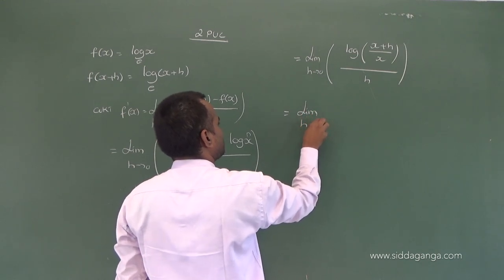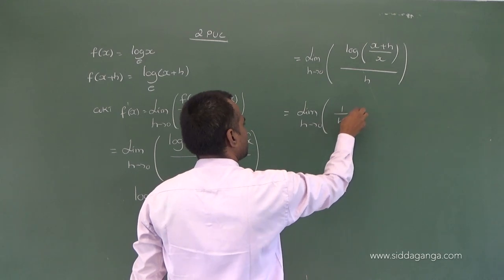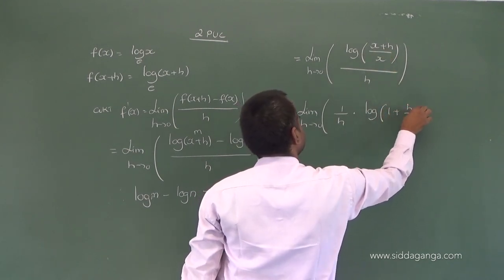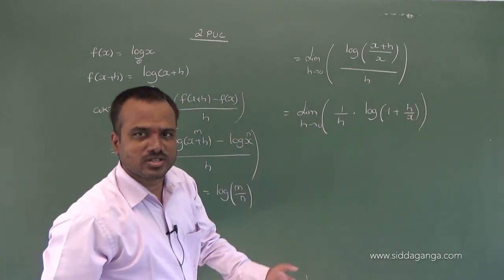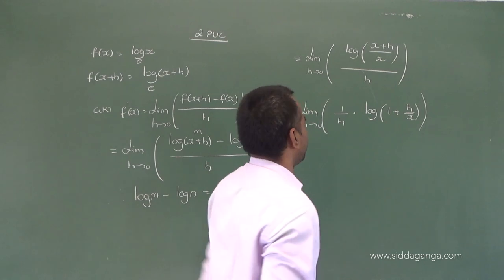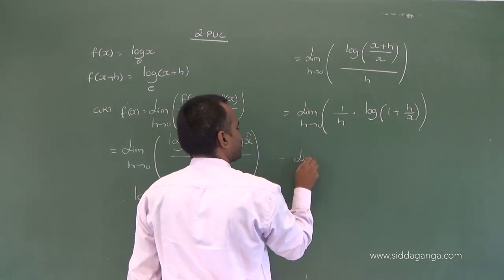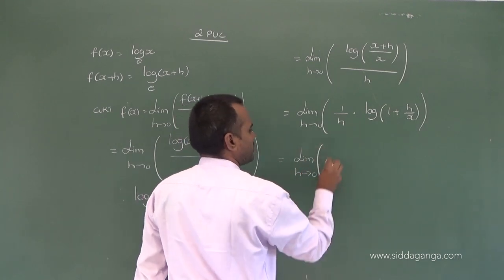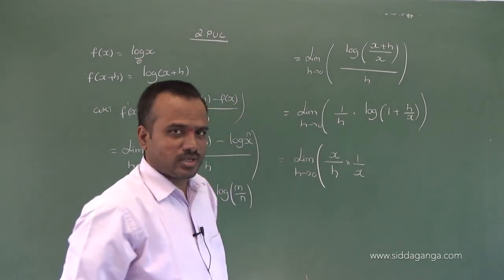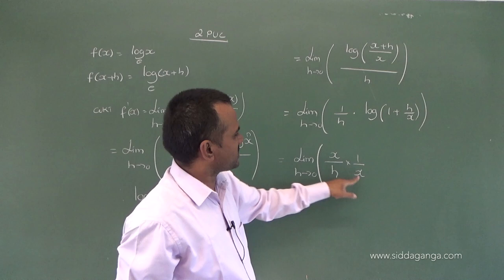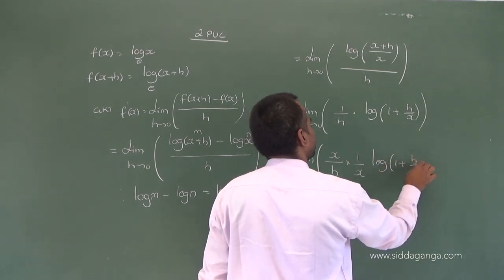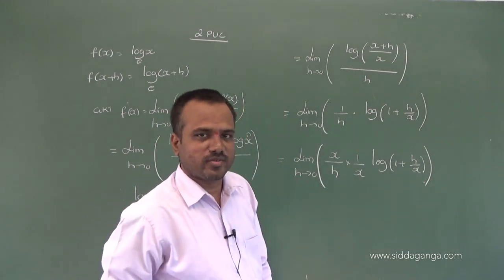We simplify this one. The limit as h tends to 0 of 1 divided by h into log of 1 plus h divided by x, since x gets cancelled. Observe here, I multiply and divide by x. The x cancels, so it is the same, 1 by h, no problem, correct? Into log of 1 plus h divided by x.